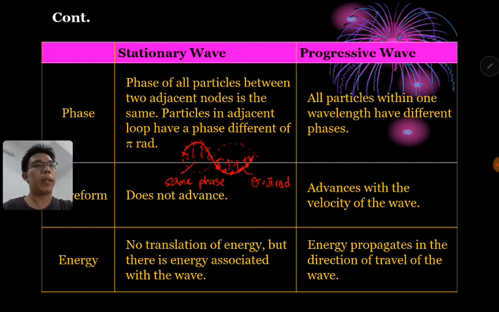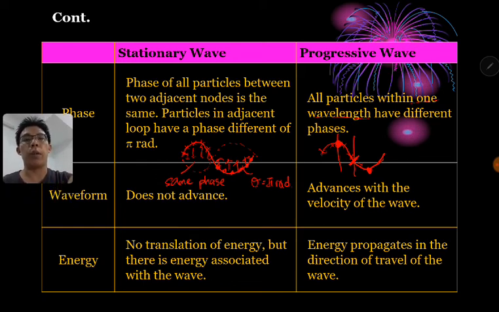All particles within one wavelength have different phases. So again, I draw this wave here. All these points will have a different phase. For example, this point and this point have a phase difference of pi radian. These two points will have a quarter of a wavelength, as in pi over 2 phase difference. So all the points have a different phase difference. Whereas in the stationary wave, inside the same loop, they all have the same phase. Waveform or profile of the wave: for a stationary wave, it doesn't move along.